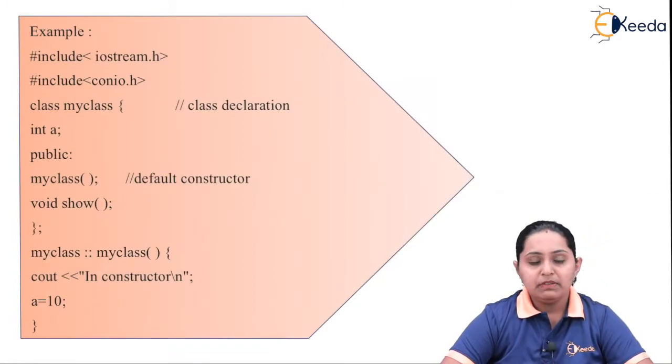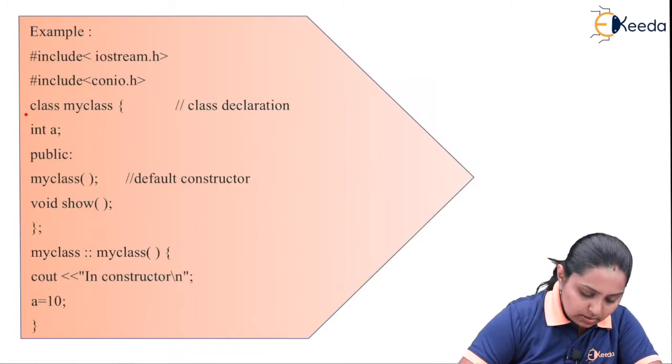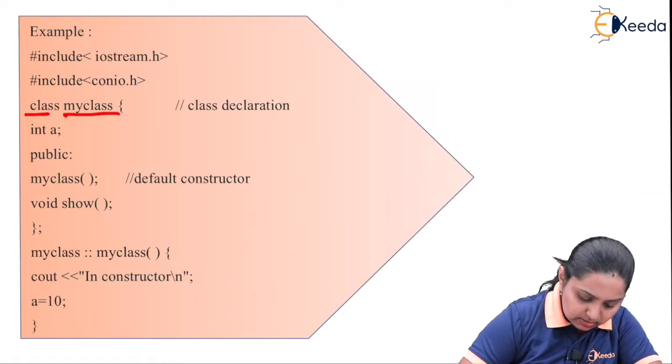we'll see the example for the constructor. Class as MyClass. Inside MyClass, I am creating one data member as int a. In the public section, I am creating my first constructor, that is the default constructor.